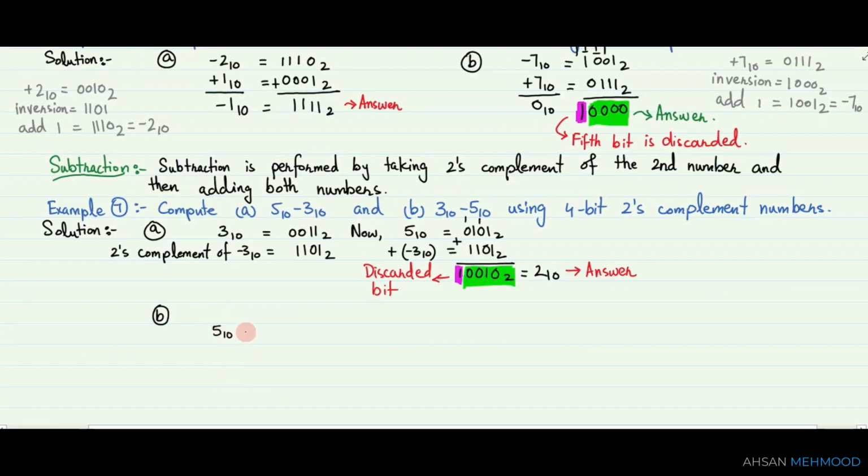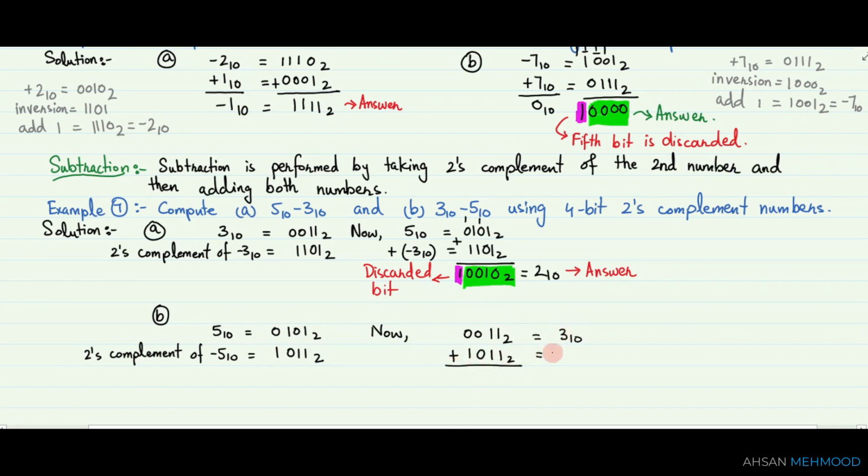In part B, the 2's complement of 5 base 10 to obtain minus 5 base 10 is 1011 base 2. Now adding 3 base 10 to the 2's complement of minus 5 base 10 gives us 1110 base 2, which is equal to minus 2 base 10 in decimal number system, which gives us the correct result.